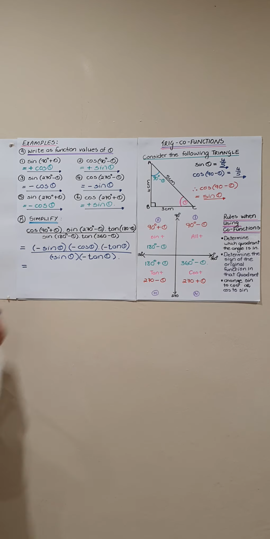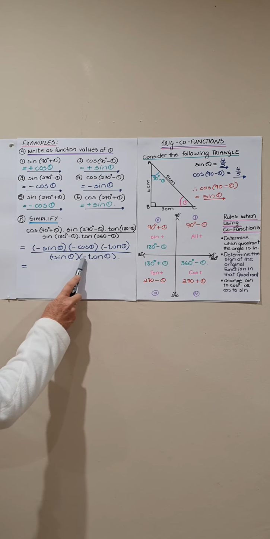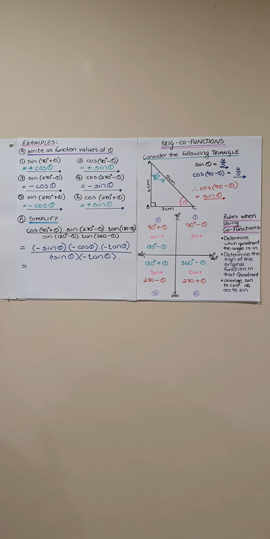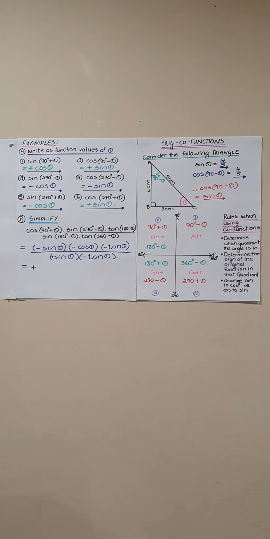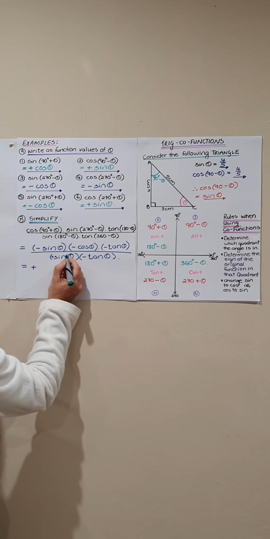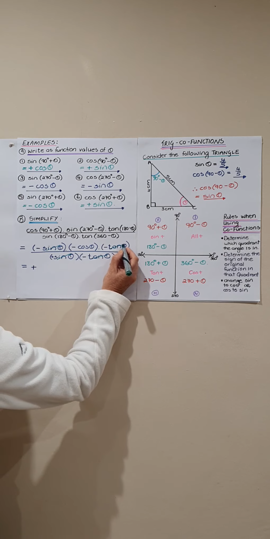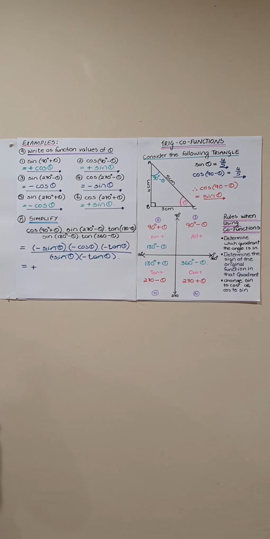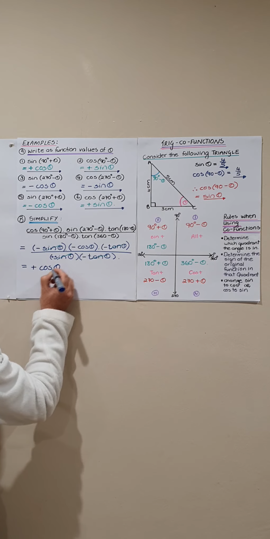So now the first thing I need to determine is, will my answer be positive or negative? So I go and count the negatives. I have 1, 2, 3, 4. So it's an even number, so I know my answer is going to be positive. That's the first thing. The second thing is I can cancel this sine theta with that sine theta. I can cancel that tan theta with that tan theta. And my answer is going to be a positive cos theta.